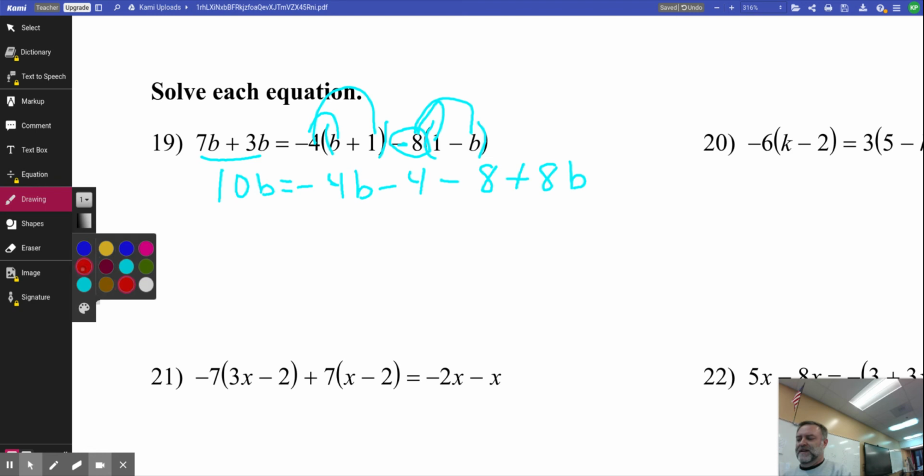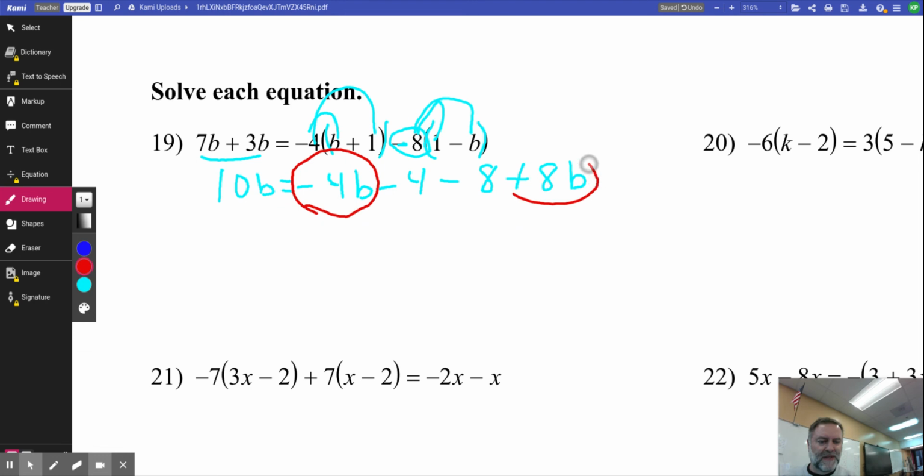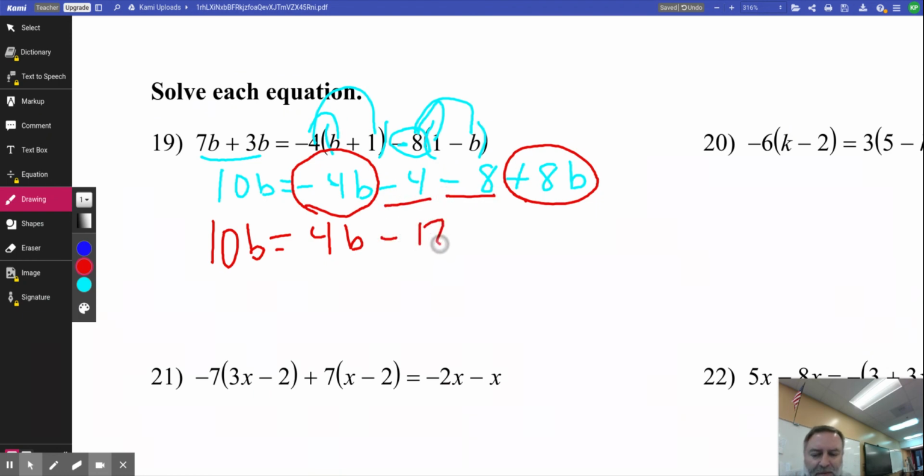I'm just going to simplify it a little bit because it's so long and ugly here. So I've got b's here and b's there. So on this side, it's still going to be 10b. Negative 4 plus 8 is 4b. Now I'm going to combine like terms here, minus 12. I like to get all the b's on the same side, so I'm going to subtract 4b from both sides of the equal sign. That gives me 6b equals negative 12. Divide by 6 on each side, because it's 6 times b, so opposite is divide. And I get b equals negative 2.